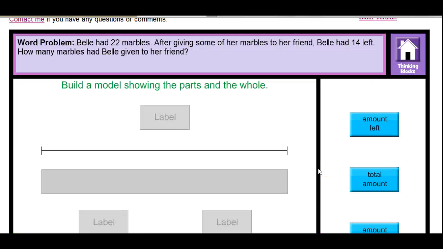Once you get into the start modeling, you will see that there's a word problem, and the word problem is: Belle had 22 marbles. After giving some of her marbles to her friend, Belle had 14 left. How many marbles had Belle given to her friend? Next, we're going to build a model showing the parts and the whole.